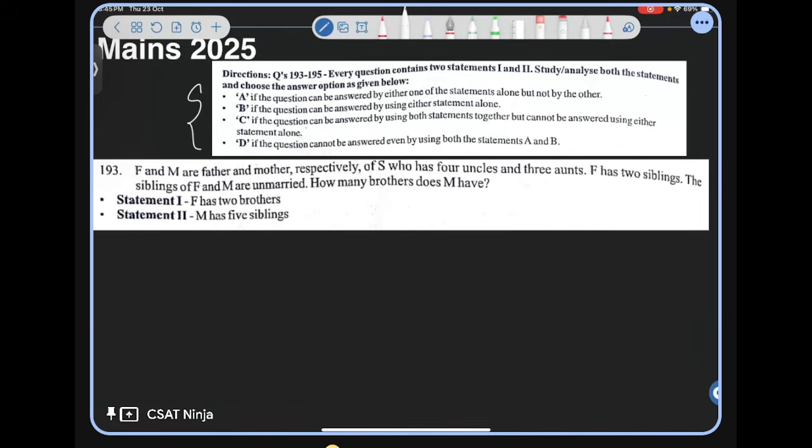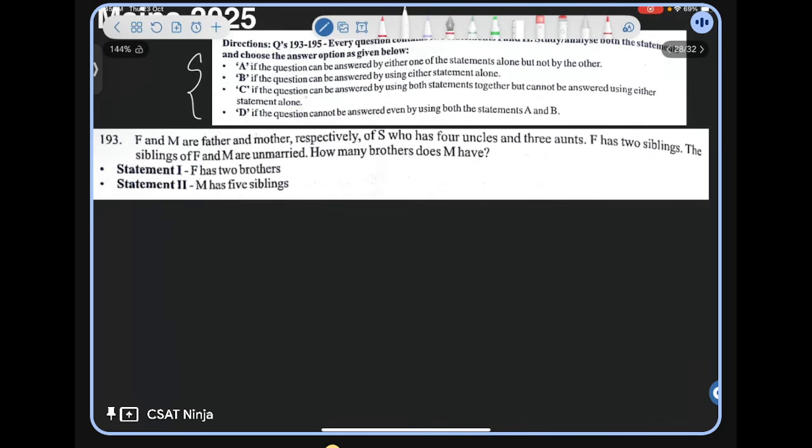F and M are father and mother respectively. Okay, F is the father and M is the mother. I am writing a double line here because they are a married couple. Next statement. Because of this statement, I've written that.